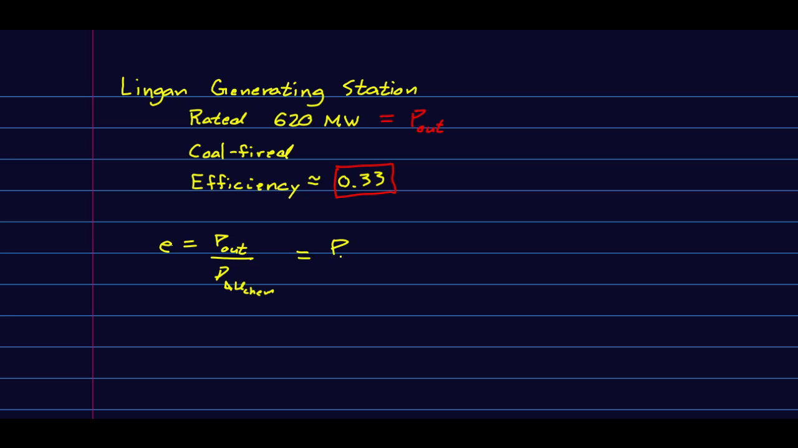And so our rate at which chemical energy is consumed is just the power out over that efficiency. And if you just take that 620 megawatts and divide it by 0.33, you come up with about 1880 megawatts, right? So that's 1.88 times 10 to the 9 watts.